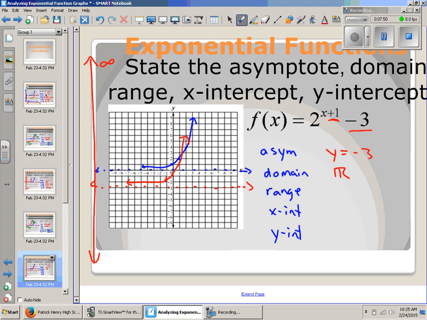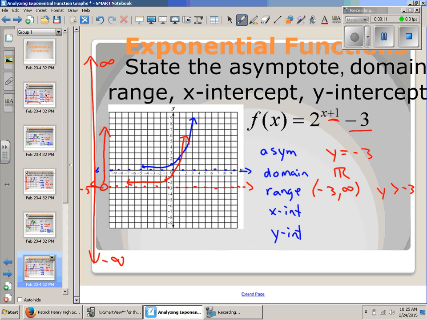Draw my range line. Asymptote is at negative 3 this time. Open circle as it doesn't touch negative 3. And we're going up. So between negative 3 and infinity. Or we could say y is greater than negative 3.